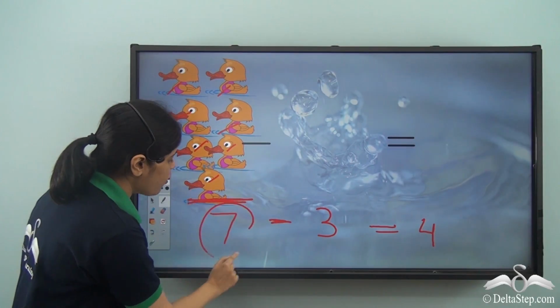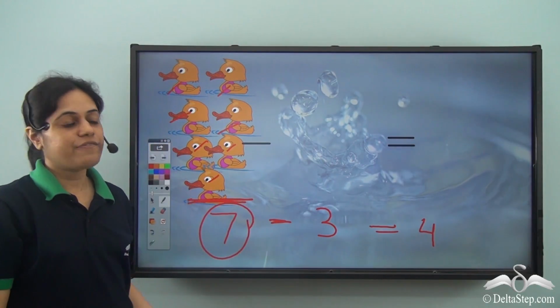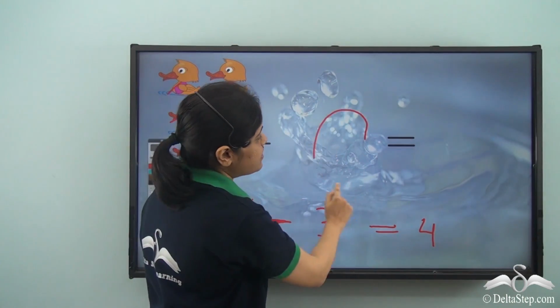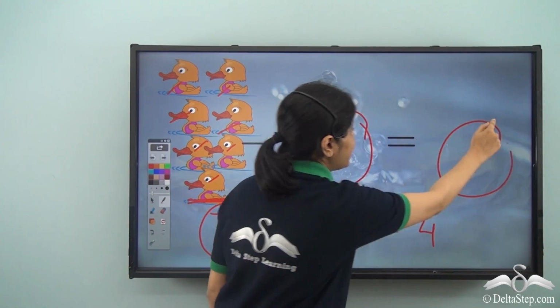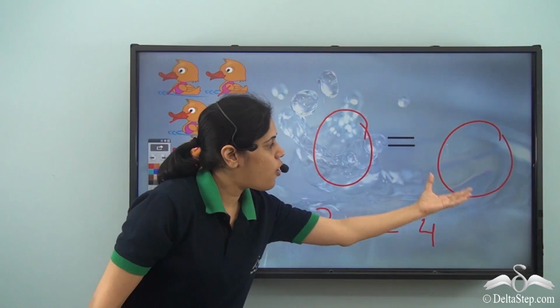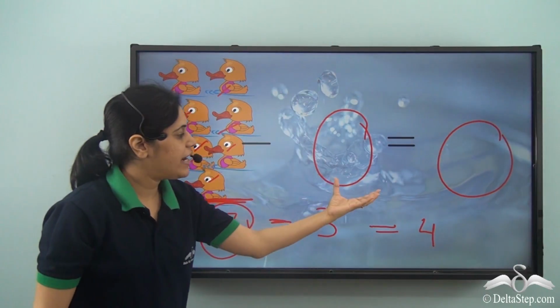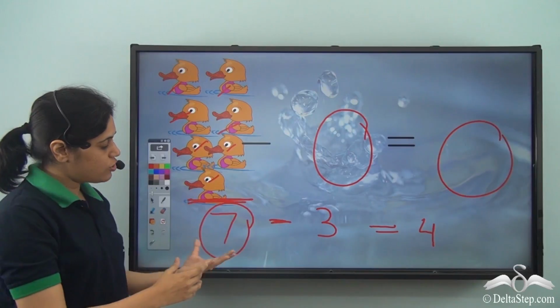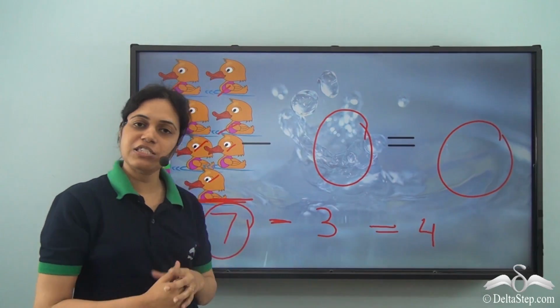And how have we got this 7? We have got this 7 by putting together the ducks present over here and the ducks present over here. That is, I have brought all the ducks over here and all the ducks over here to this side and added them. So this 7 is 3 plus 4.